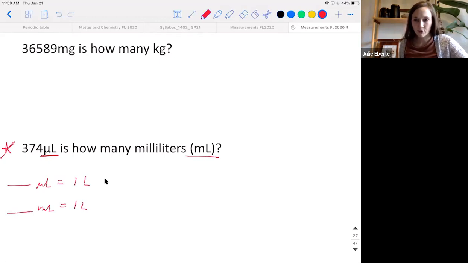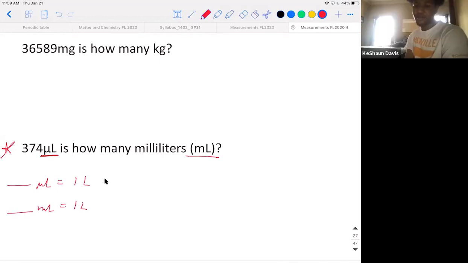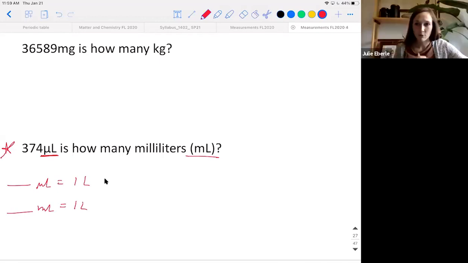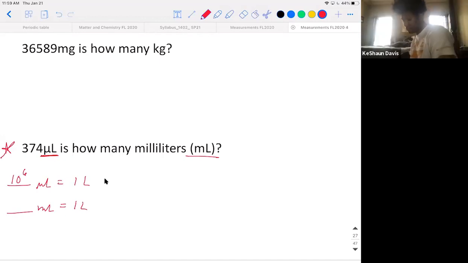So how many microliters are in a liter? Anybody help me out with that? A million, right? Yes, 1 million. So you can write out 1 million. I'm just going to write 10 to the power of 6. How many milliliters are in a liter? 1,000. Yep. You can write 1,000 or 10 to the power of 3.